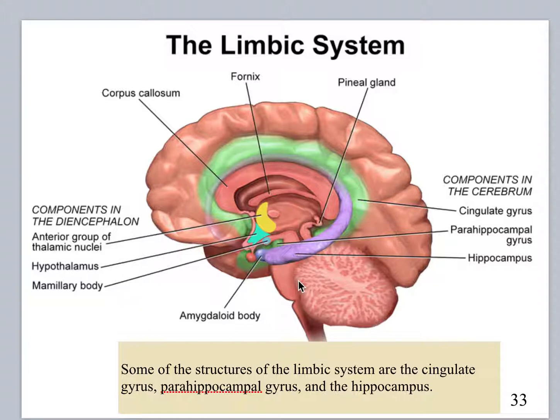Here are the areas that are pertinent to the limbic system. It's on the medial aspect of the cerebral cortex. So this is the corpus callosum, the parahippocampal gyrus here, the hippocampus is here. All of these are parts of the limbic system.